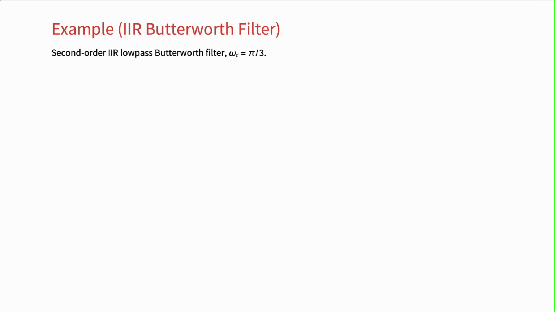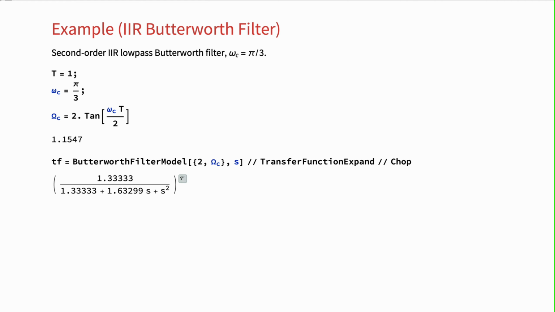Let's look at an example. Let's obtain a second-order IIR low-pass Butterworth filter with cutoff frequency equal to pi over 3. As we mentioned previously, first we pre-warp the discrete time frequency using the bilinear transformation to obtain the corresponding analog frequency. Then we compute the analog Butterworth transfer function given the cutoff frequency and the order of the filter.